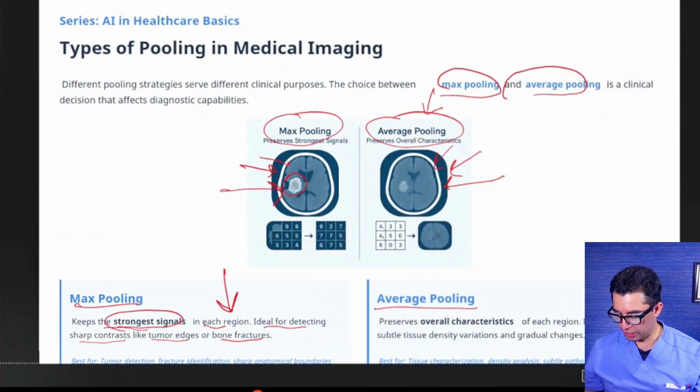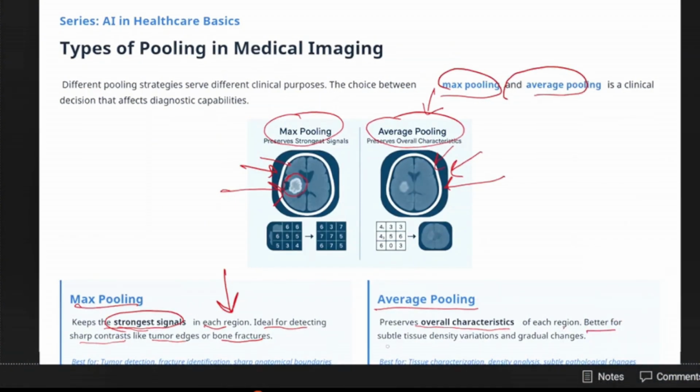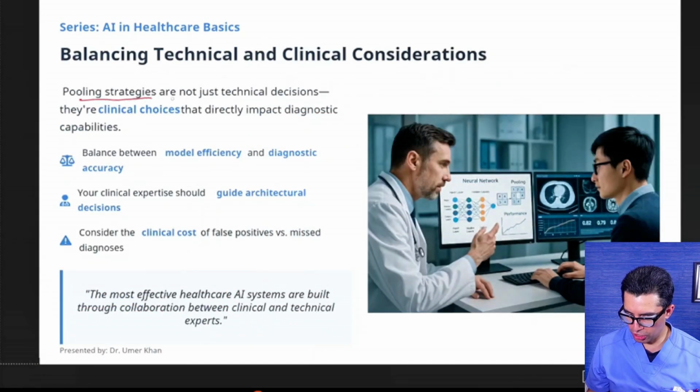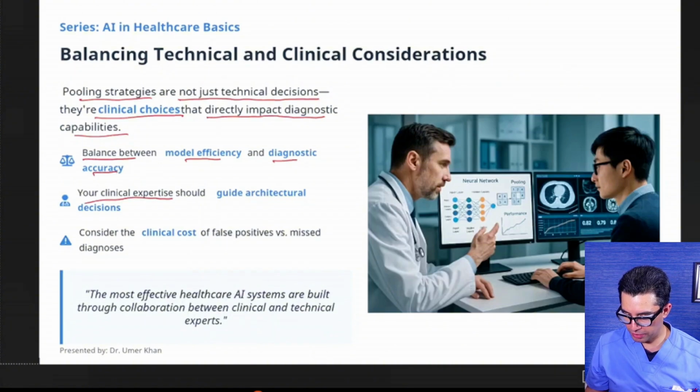Then average pooling preserves overall characteristics of each region, which is better for subtle tissue density variations and gradual changes that a tissue may be experiencing. And pooling strategies are not just technical decisions, they are clinical choices, and they directly impact diagnostic capabilities. So you have to balance between model efficiency and diagnostic accuracy, and your clinical expertise should guide architectural decisions. And consider the cost of false positive versus misdiagnosis.